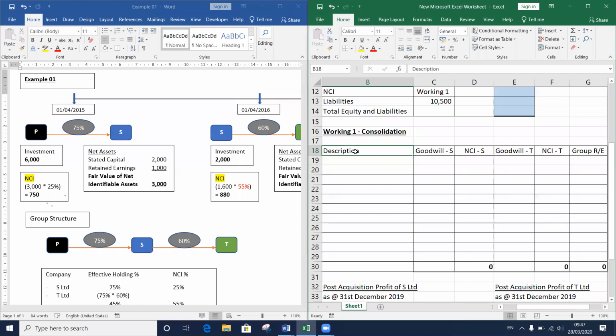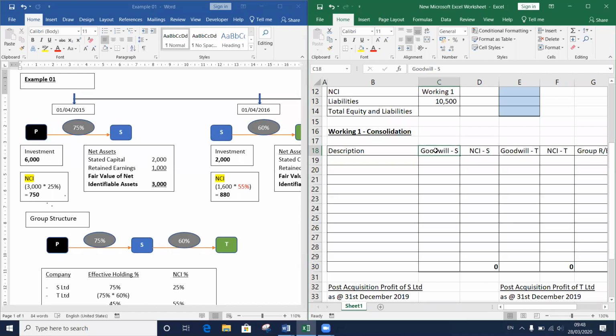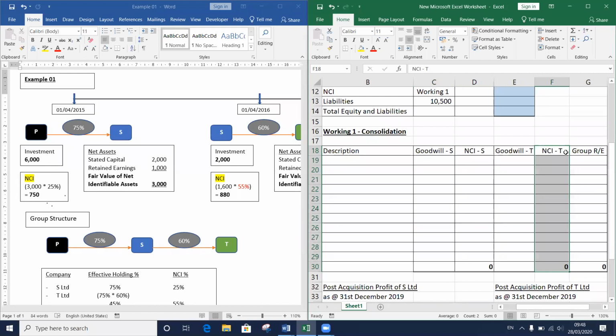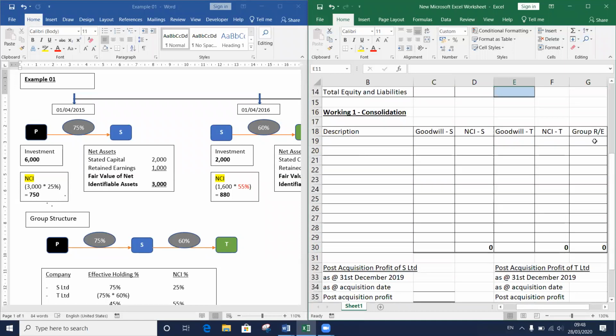Right. See, how many subsidiaries do I have? Have we acquired any subsidiaries? If I am P Limited, I have two subsidiaries. One is S and the other one is T. So for each subsidiary, I want to have a goodwill column and a NCI column. Right. So for S, I have a separate goodwill column and separate NCI column. For T, T is also a subsidiary for us. So for T also I have a separate goodwill column and a separate NCI column, right? And the last column is group retained earnings. If there are two subsidiaries, we need to keep goodwill and NCI accounts separately for each subsidiary.